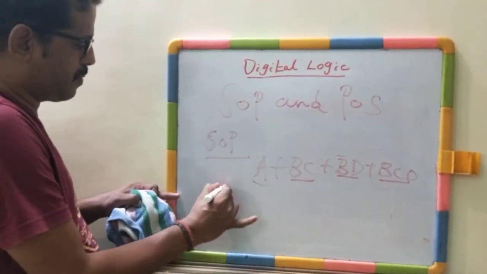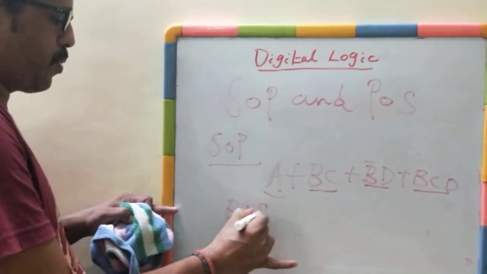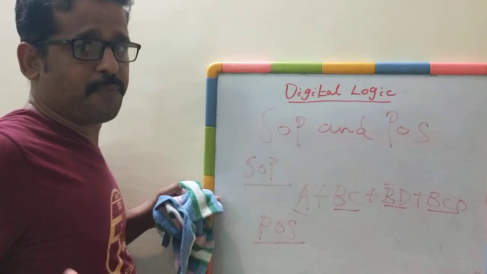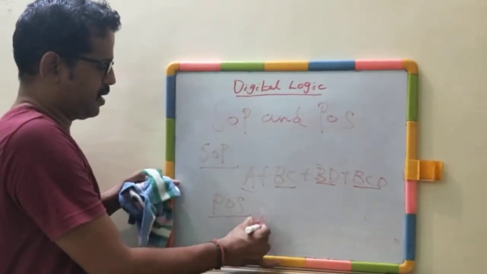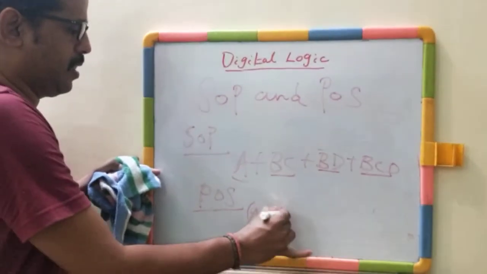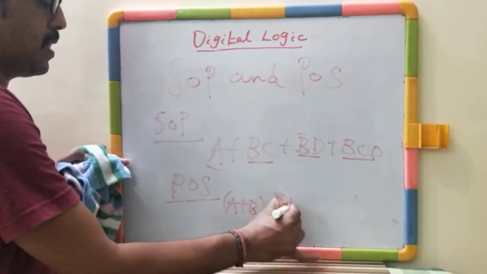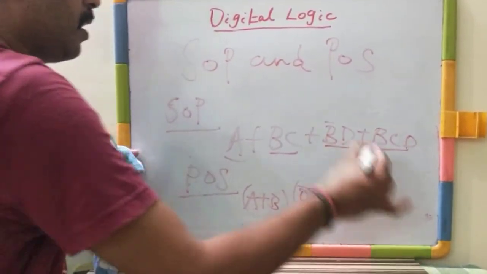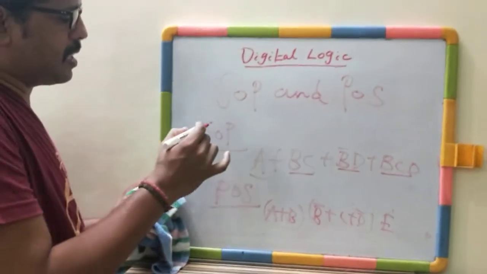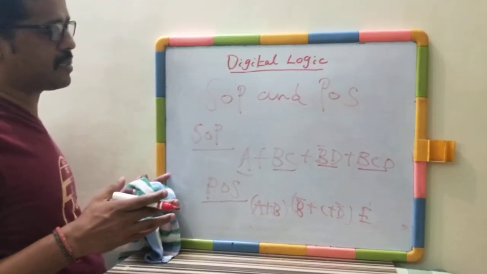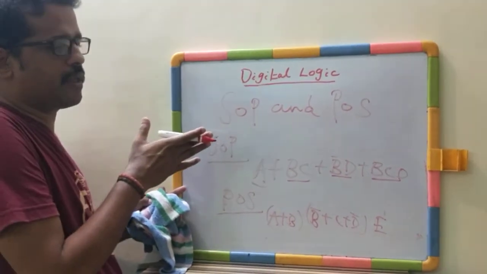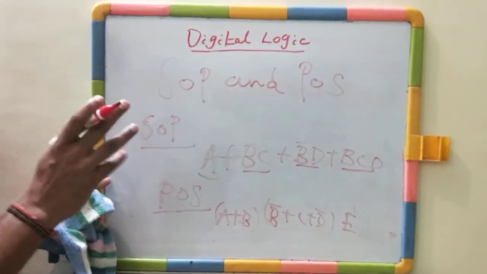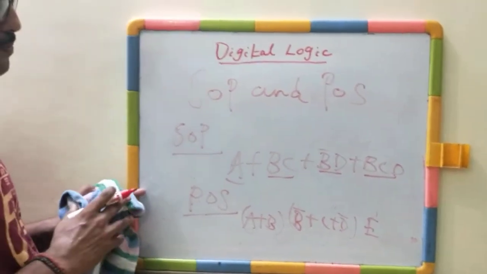Okay, now we will see about POS. POS means what? Product of sums. What we are going to do here? We are going to multiply the sums. For example, A plus B into B dash plus C plus D dash into E. You can note that a single variable in both SOP and POS will be considered as the product term or sum term in SOP and POS respectively, right?